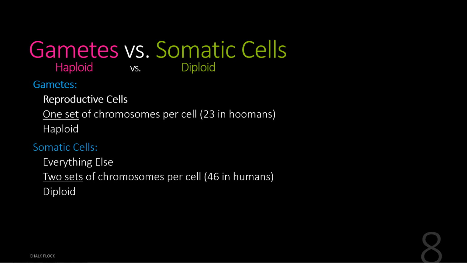Somatic cells, or diploid cells, are everything else in the body. They contain two sets of chromosomes per cell, and that's 46 in humans. I know it's a little bit broad and general. Keep on trucking along and follow me and we'll get through this.